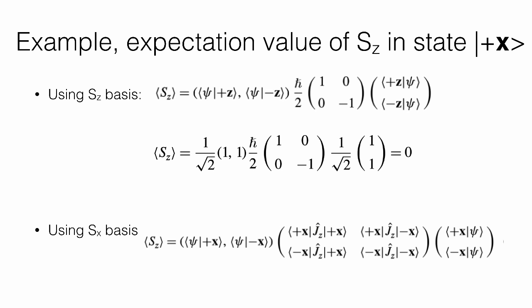For example, if we think about the expectation value of SZ for the state plus X, we know from one of the Stern-Gerlach experiments that if we have a plus X state as an input for an SGZ, a Stern-Gerlach Z experiment, there is a 50% chance to get plus h bar over 2 and 50% minus h bar over 2. Therefore, we know the expectation value should be 0, since we can be equally minus, equally plus.